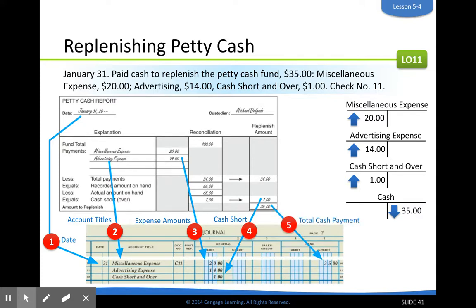The total, 20 plus 14 plus 1, that is how much we want to write the check for. So we're going to write a check for $35. We're going to cash that check, put that cash back into our petty cash fund with check number 11. So we always start the next month. We'll start February 1st with $100 in our petty cash fund.